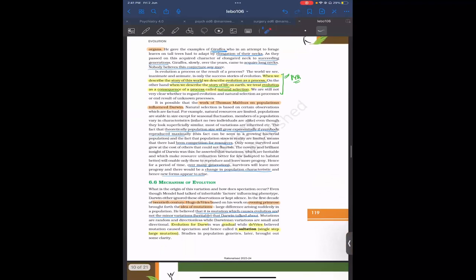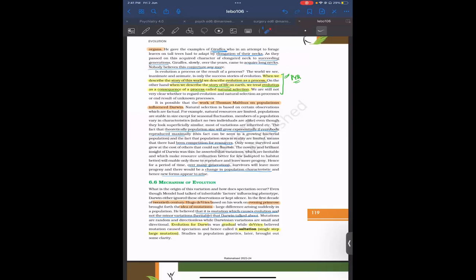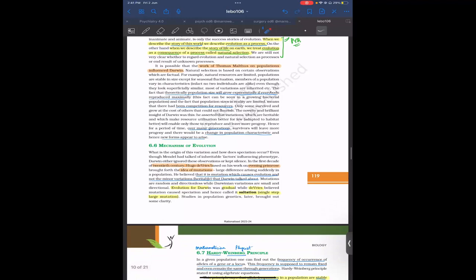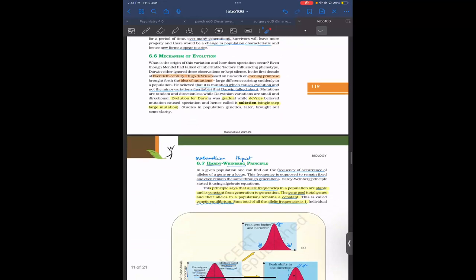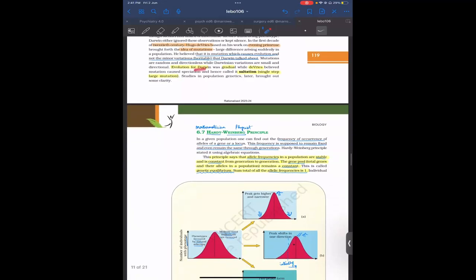Then came Lamarck. He gave the theory of use and disuse of organs, but it is no longer accepted. Now, when we talk about the story of the world, evolution is a process. When we talk of the story of life, evolution is a result. Then comes Thomas Malthus. He worked on population and influenced Darwin. Mechanism of evolution: here came the invention of the scientist Hugo de Vries. He explained the idea of mutation through the example of evening primrose. For Darwin, evolution was a gradual process.